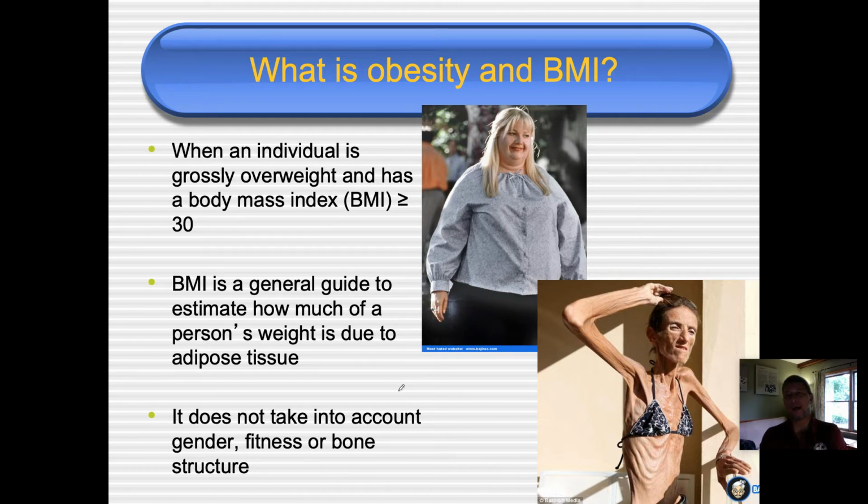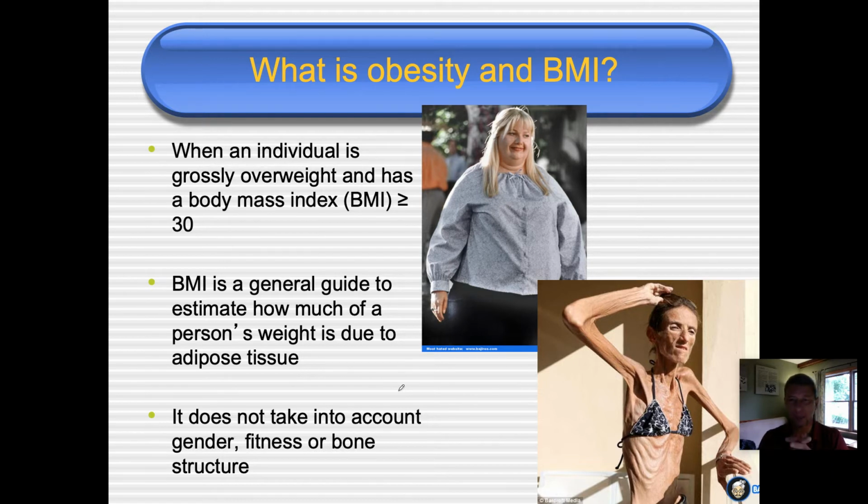Now, how do you determine whether your weight is appropriate for your body size, for your height specifically? Well, we use what's called the BMI, or the body mass index. You have to keep in mind that this is just a general guide which estimates how much of a person's weight is due to adipose tissue. It does not take into account things like gender, fitness, or bone structure.